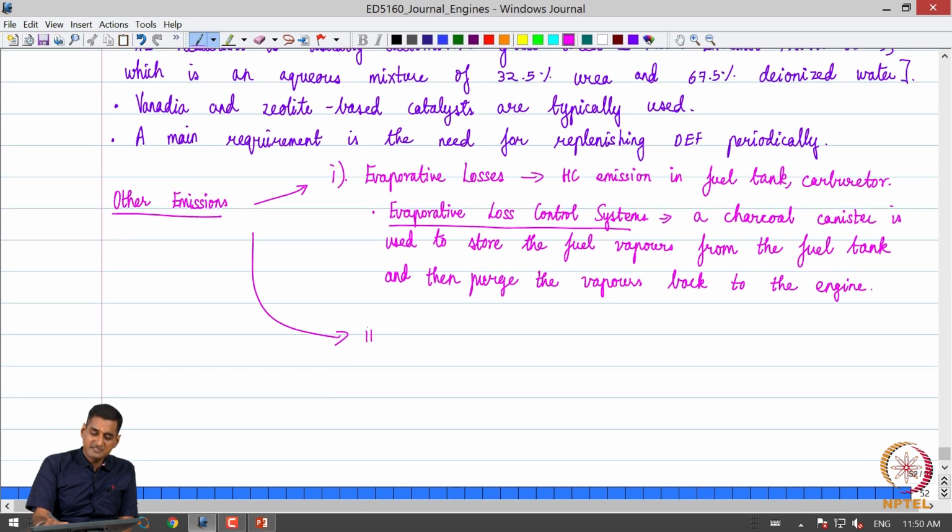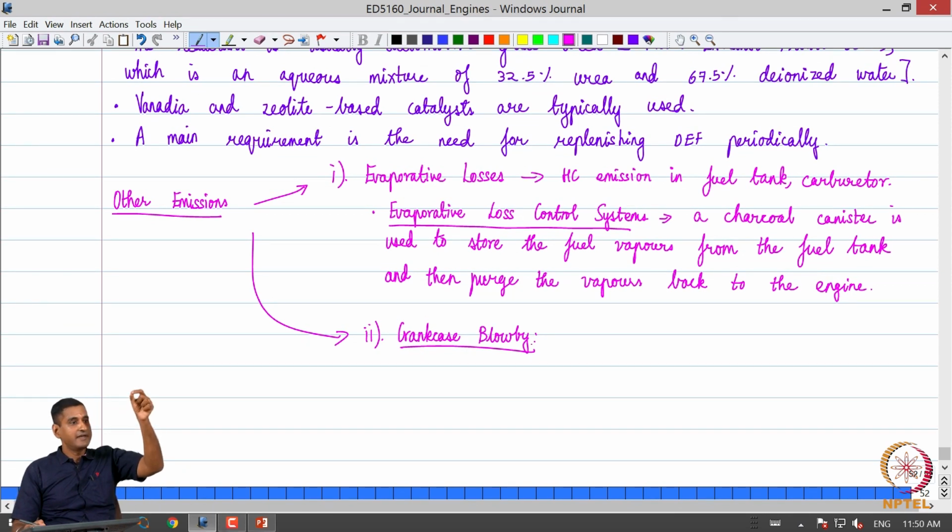Another case of this unburned hydrocarbon emission is what is called crankcase blowby, wherein the fuel vapors escape through the crevices around the piston rings in the cylinder. Due to the high pressures that exist in the cylinder, they escape through the piston rings, oil rings, and crevices into the crankcase. And of course, this becomes more as the engine becomes older, because these crevices become bigger with wear and tear.